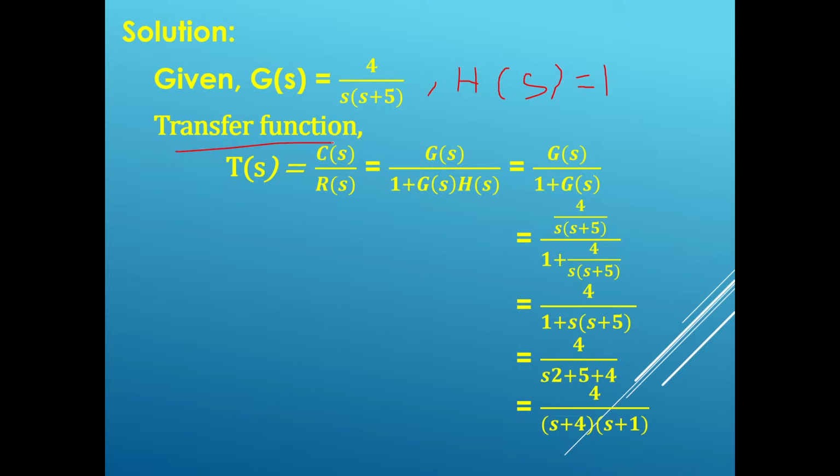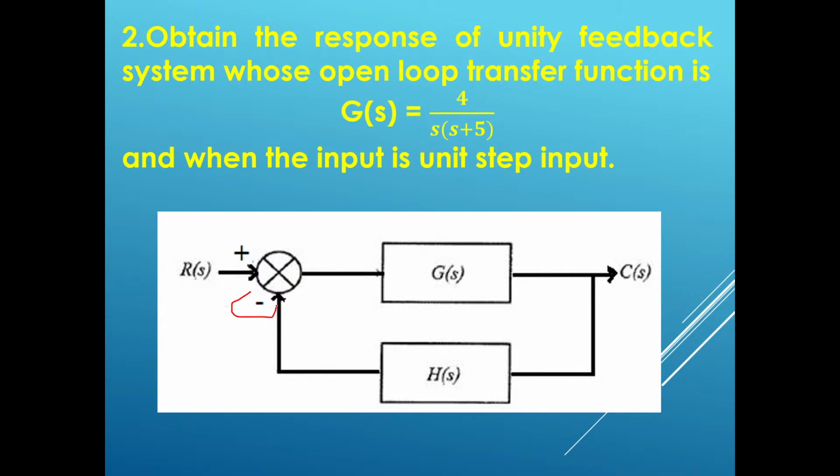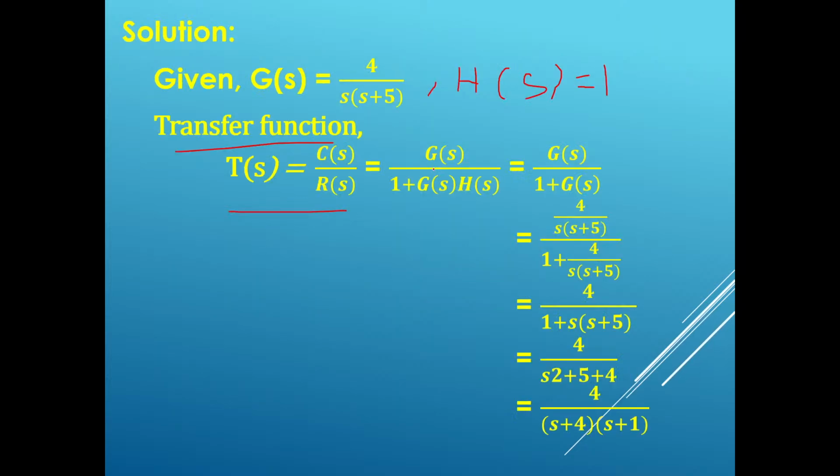So to determine the transfer function, that is C of S by R of S, it is a negative feedback system. You can observe here it is a negative feedback system. Therefore, the transfer function is G of S by 1 plus G of S into H of S. H of S value is 1, so even if you don't write H of S, it doesn't matter. So what is our transfer function now? G of S by 1 plus G of S.